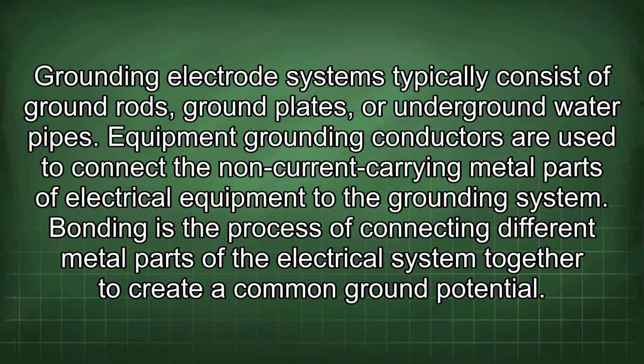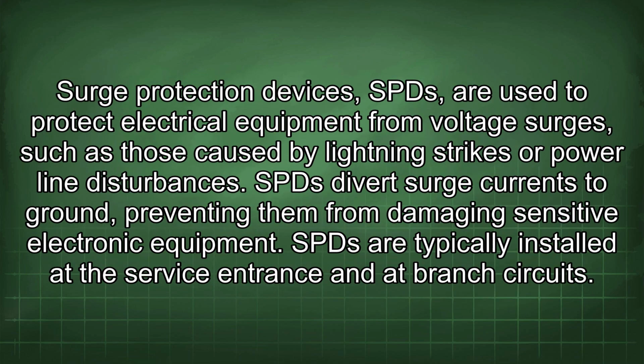Grounding electrode systems typically consist of ground rods, ground plates, or underground water pipes. Equipment grounding conductors are used to connect the non-current carrying metal parts of electrical equipment to the grounding system. Bonding is the process of connecting different metal parts of the electrical system together to create a common ground potential. Surge protection devices, SPDs, are used to protect electrical equipment from voltage surges, such as those caused by lightning strikes or power line disturbances.